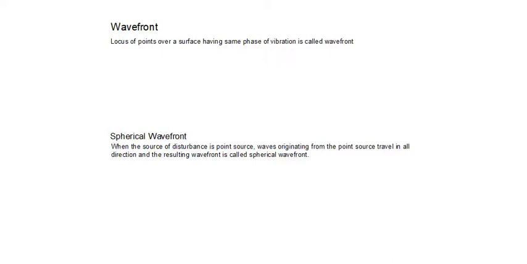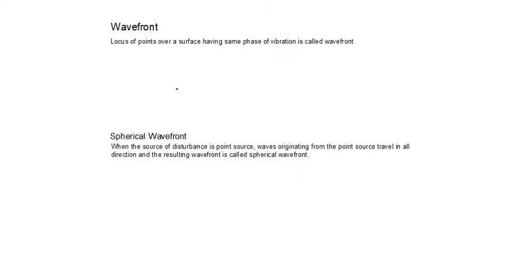So with this, let us come to some introduction to some topic before we go much further. Let us get into an introduction to the most important word, that is called wavefront. What is this wavefront? As the definition says, the locus of points over a surface having the same phase of vibrations is called a wavefront. The locus means a group of points. So a group of points over a surface having the same phase of vibration is called a wavefront.